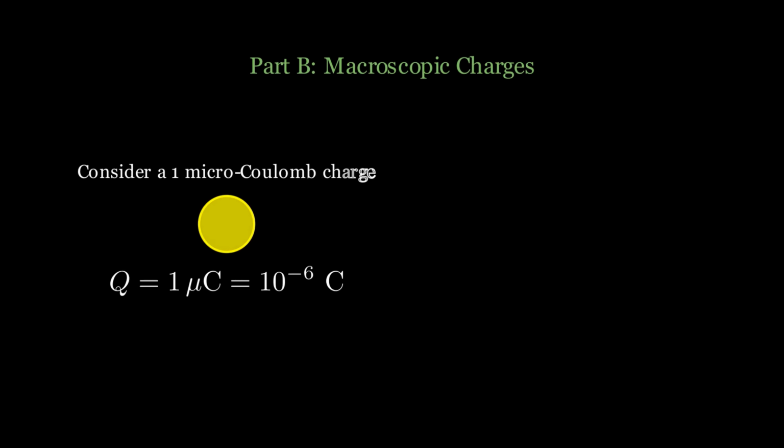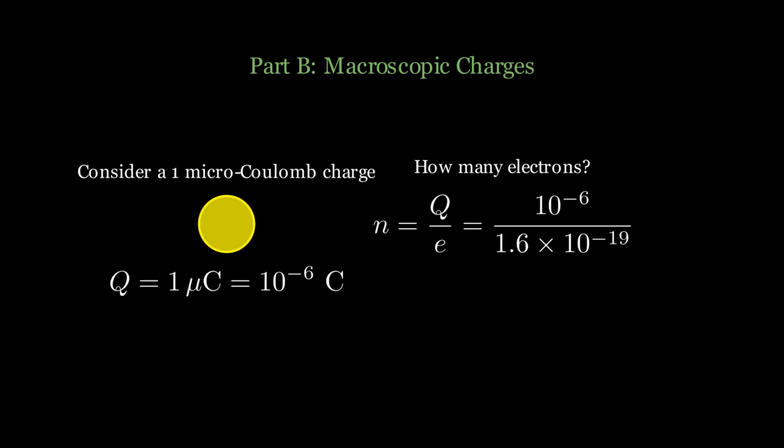Let's run the numbers. Consider a very small charge found in a typical lab experiment, 1 microcoulomb. To find out how many packets of charge this is, we divide by the charge of a single electron. This result is staggering. It comes out as 6 times 10 to the power 12. That is 6 trillion electrons in just that tiny spark.